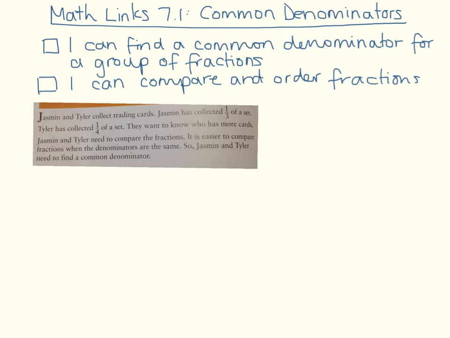Now what I want you to do is get a piece of paper. It doesn't really matter how big the piece of paper is. And we know that Jasmine has collected 1/3 of a set, so you're going to take that paper and fold it into 3 equal pieces and color one of those pieces, because she has 1/3 of a set. Color one of those pieces red. Do that now.